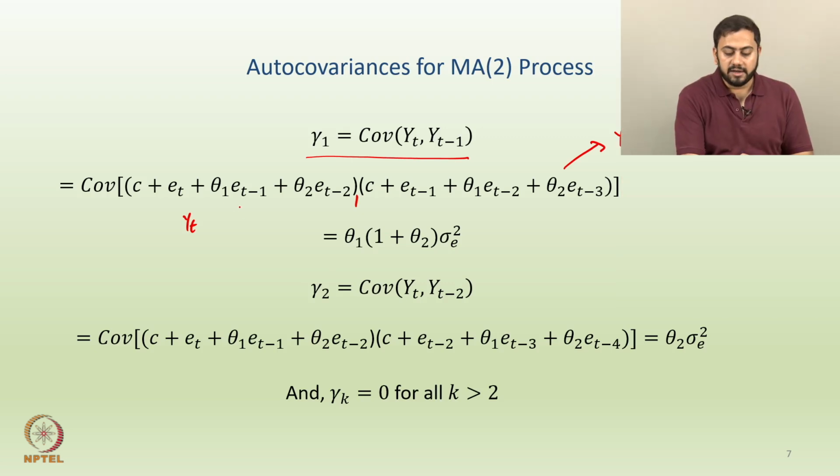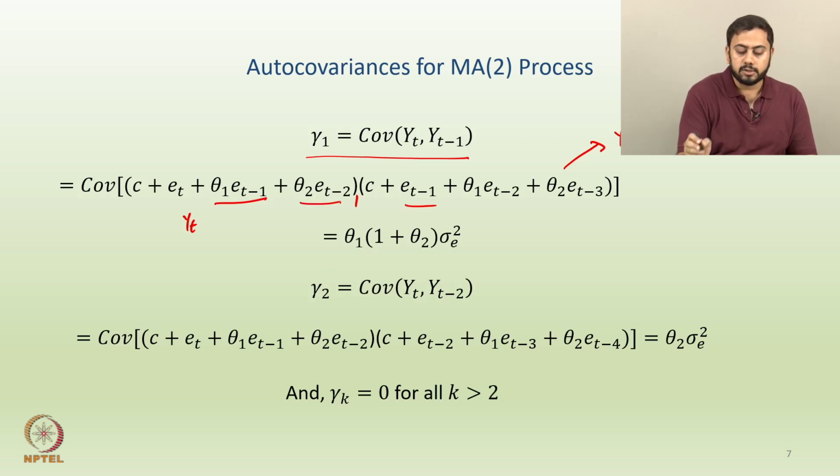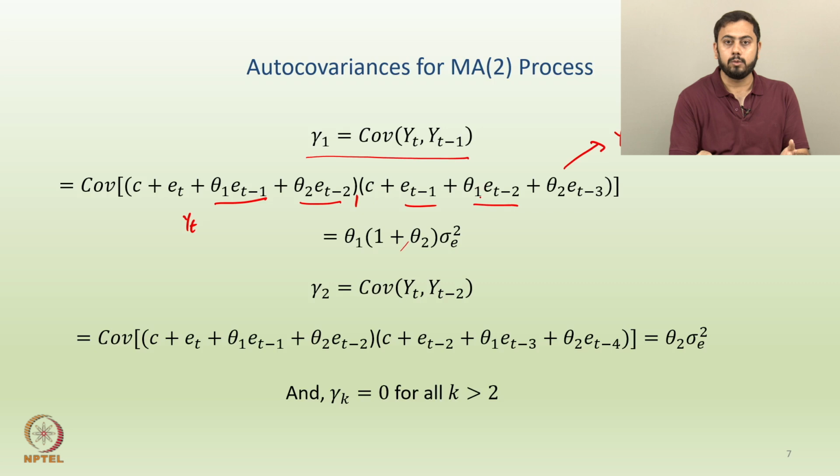So here where exactly can you see common subscripts? For example et minus 1 and et minus 1, and then et minus 2 from here and et minus 2 from here. So only 2 terms, right. So theta 1 et minus 1 comma et minus 1 reduces to theta 1 into variance, which is sigma square E, and then theta 2 et minus 2 and theta 1 et minus 2 reduces to theta 1 into theta 2 and variance, which is sigma square E.